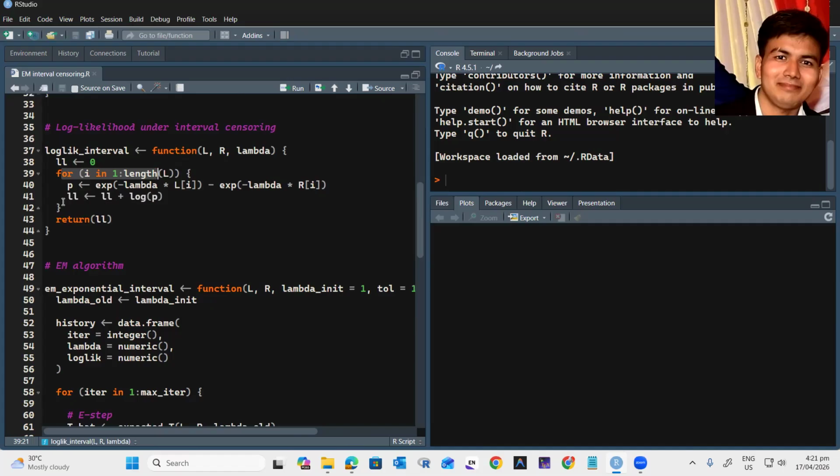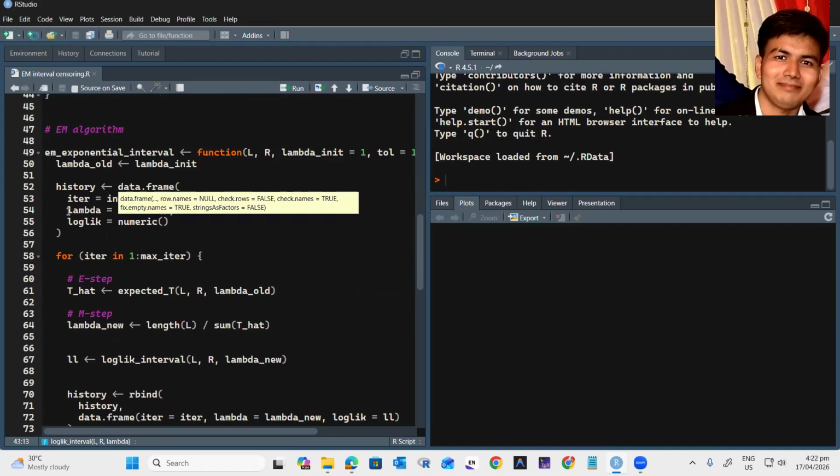And after that we compute the log likelihood, that is LL plus log P. It will add the log of the probability to the total log likelihood, and log here is the natural logarithm, and it should return LL. So return the likelihood value here. Return LL will provide the returned value of the log likelihood.